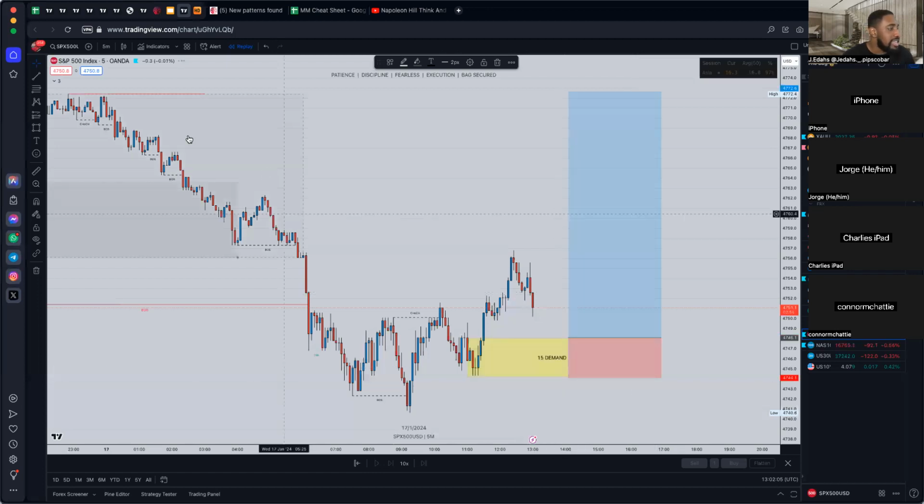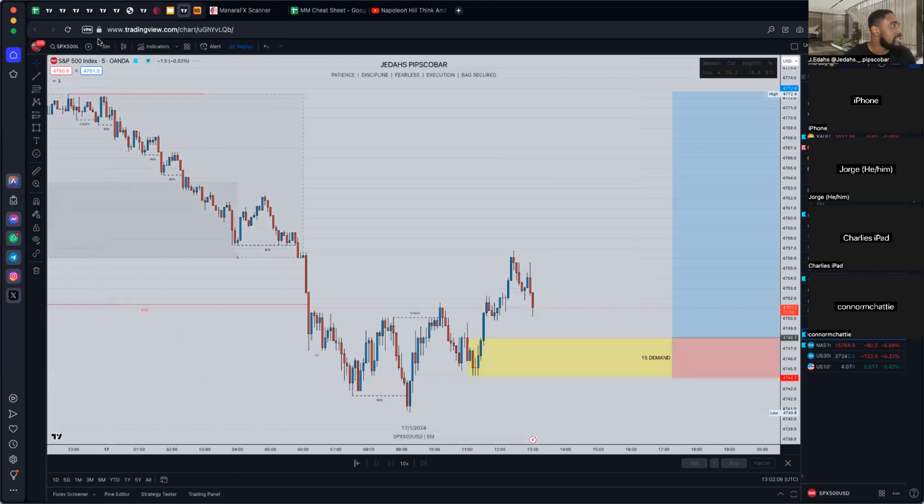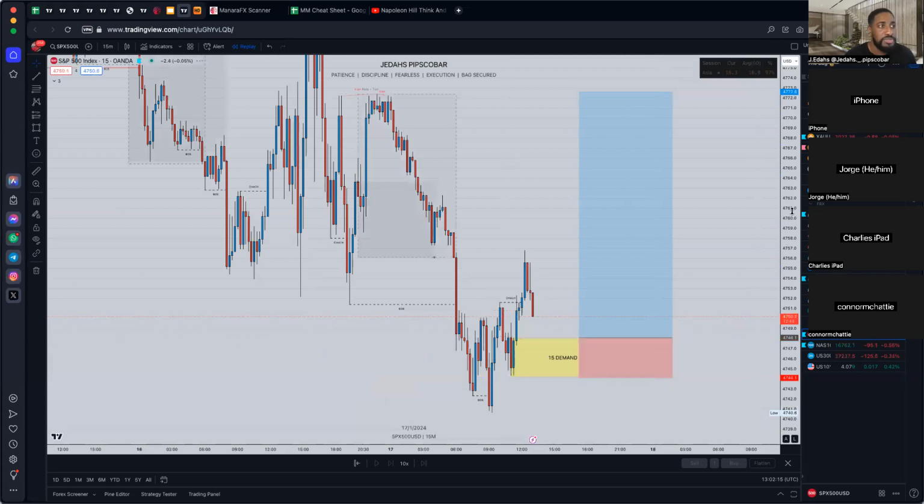Another trade idea I was looking at was this. Okay, so I missed the trade here. I wanted to get the trade here. It didn't come as low as I wanted it to, and then it kind of went up. So now I'm looking at another entry for this 15.